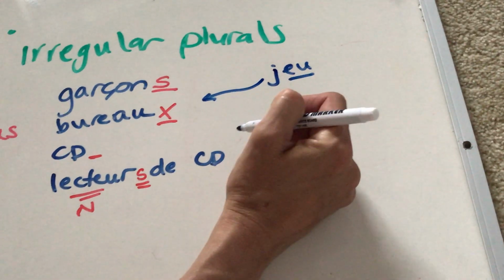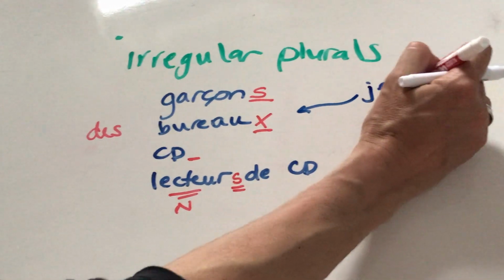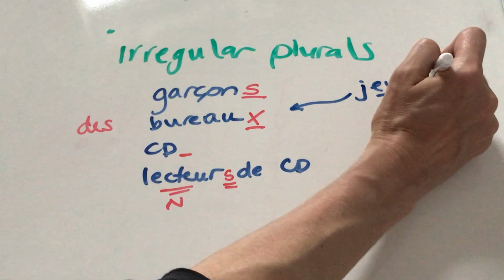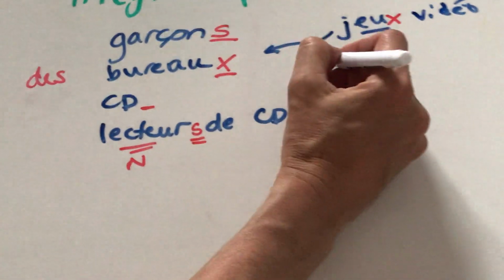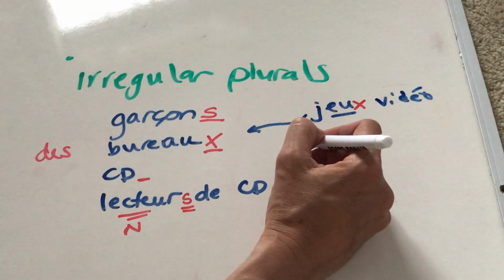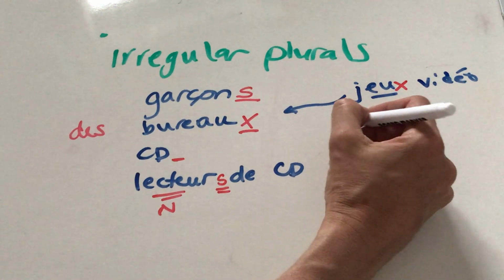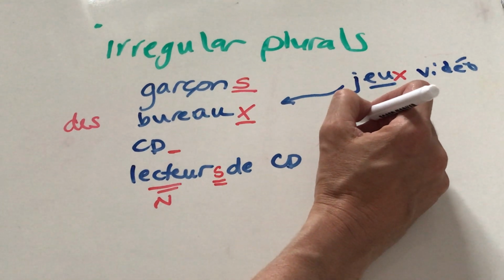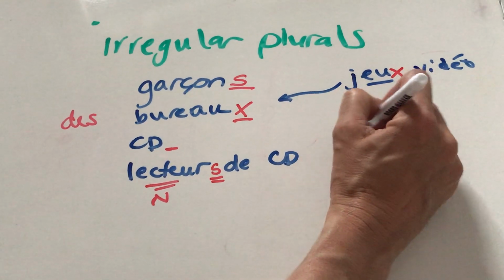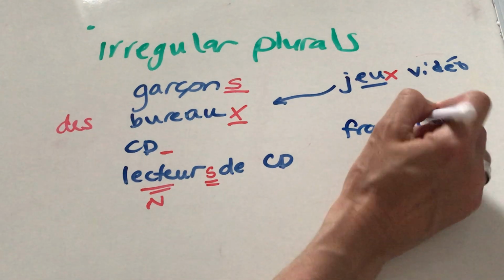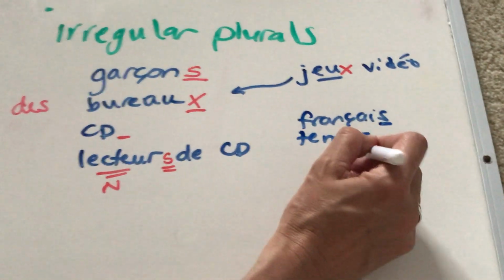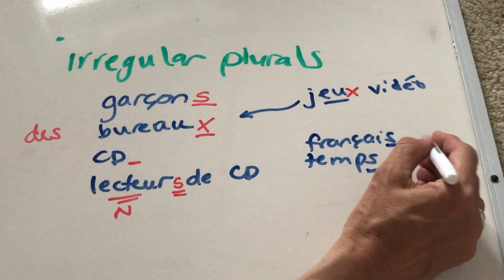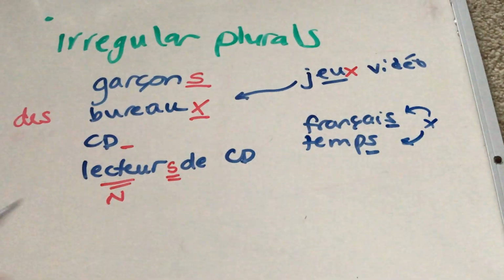This is a little bit similar, right? Des jeux vidéo would change to des jeux vidéo. We've seen that so many times, right? That's games. And another example is if we have the word like français or temps, and because these end in S, there will be no change whatsoever because there's already an S involved.